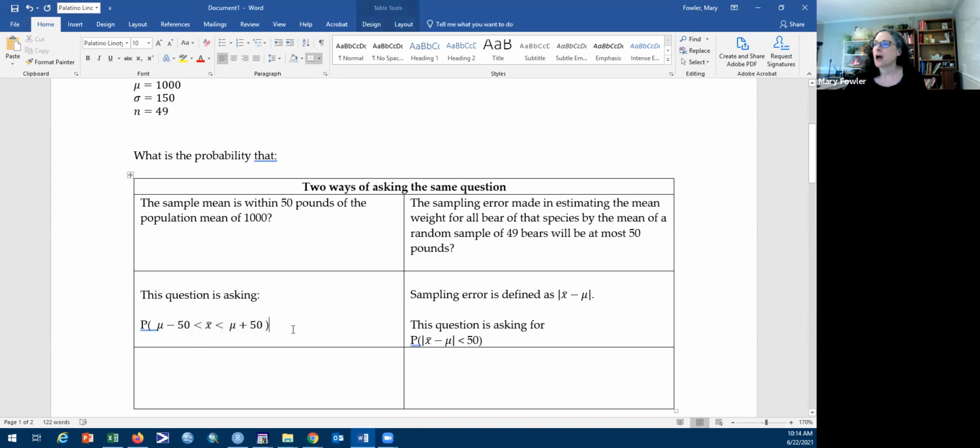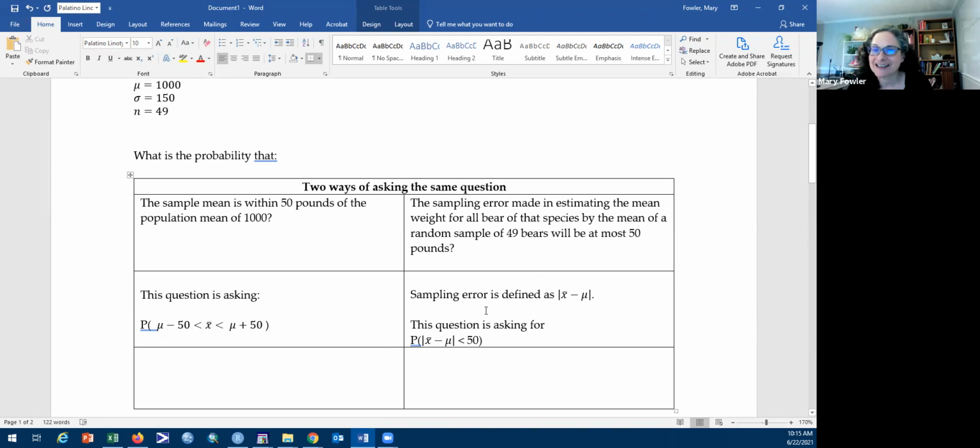All right. And then I just take a moment. I do have this on the whiteboard, and I'm going to work through it at the whiteboard in a moment. I just want to look at another way of asking the same question. The sampling error made in estimating the mean weight of all bears of that species by the mean of a random sample of 49 bears will be at most 50 pounds. What is the probability that the sampling error?